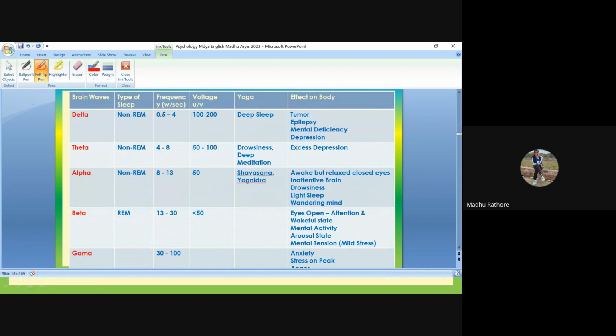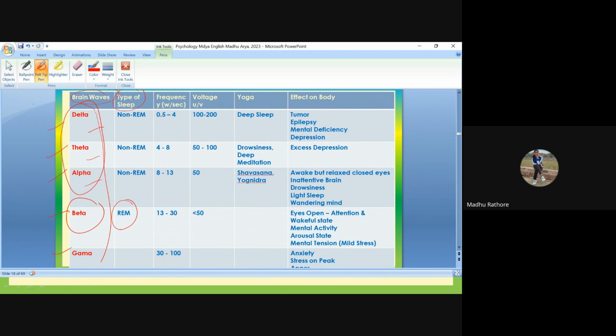Next is very important, brain waves and types of sleep. So first we will discuss brain waves: delta, theta, alpha, beta, and gamma. You should learn this complete sequence as well. Types of sleep: in non-REM sleep, these brain waves, delta, theta, alpha, we can see, and beta in REM sleep.